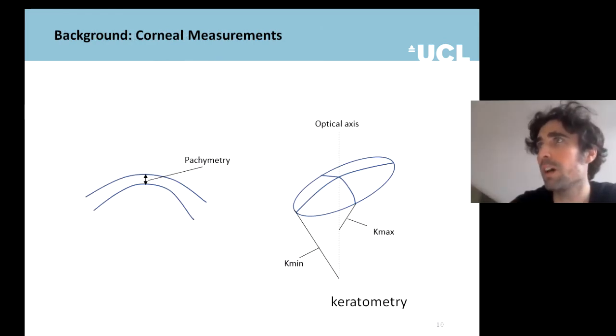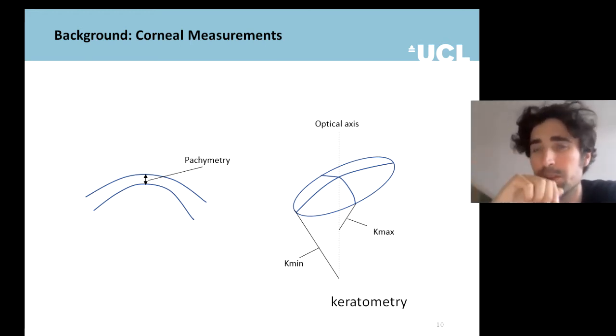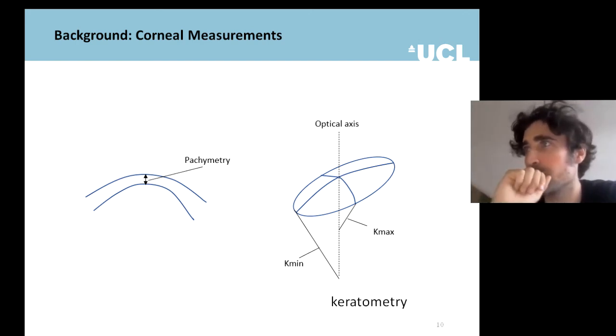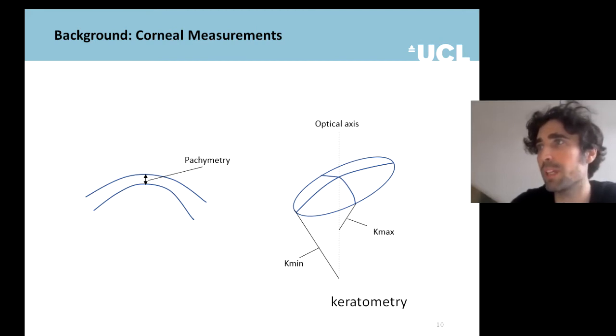Sorry about that. So, a little bit of background on corneal measurements. I'll be using these words a little bit, and I just wanted to explain them in more detail. Pachymetry is the corneal thickness, which is simply the distance between the front and the back of the cornea. And keratometry is a measure of the corneal curvature, or the steepness of the cornea.